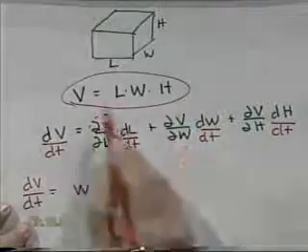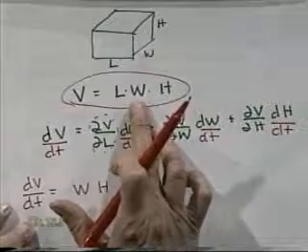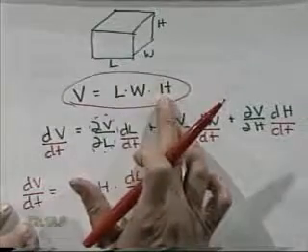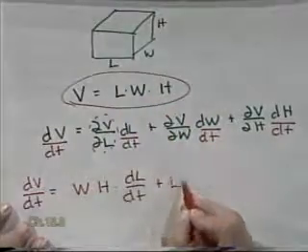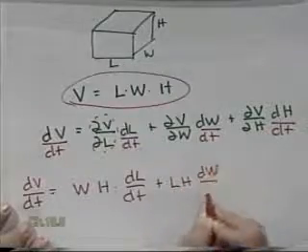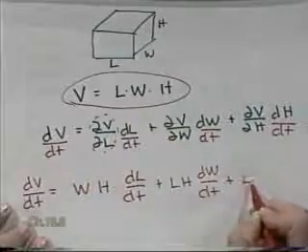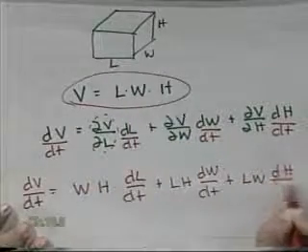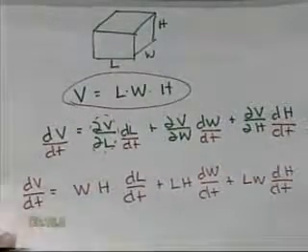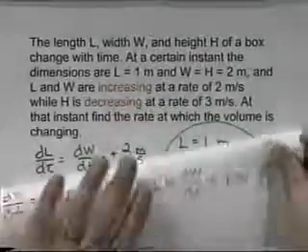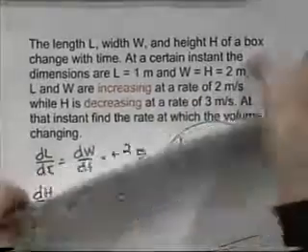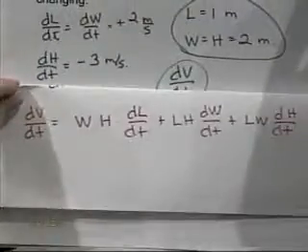What's the partial of V with respect to W? W is able to change. This is just like L and H is a constant times W. It's just going to be LH. And what's the partial of V with respect to H? It's just LW. And now it's time for us to do some plugging in. Let me fold this over so we can see what I just wrote, and slide this up so we can see what we're plugging in.